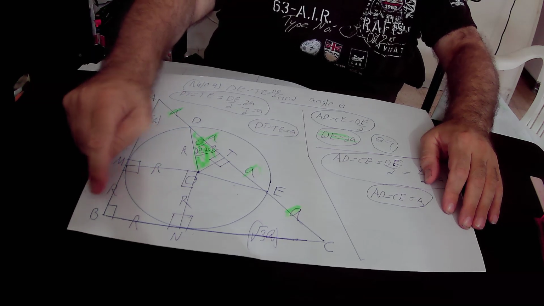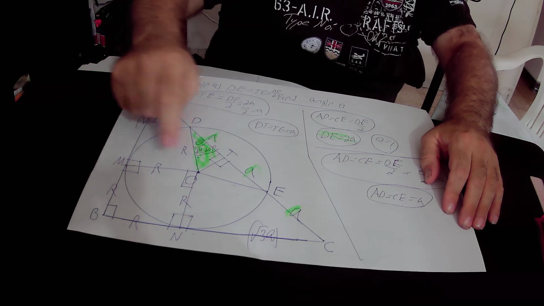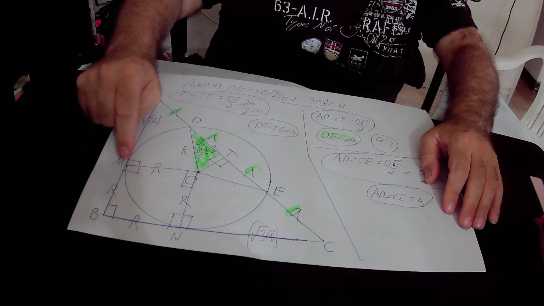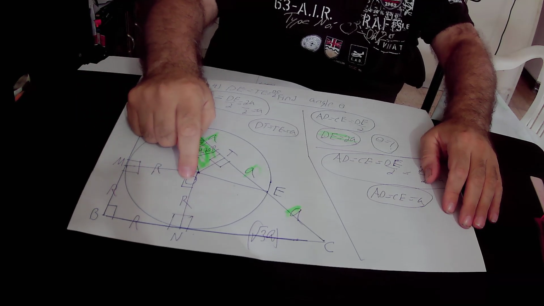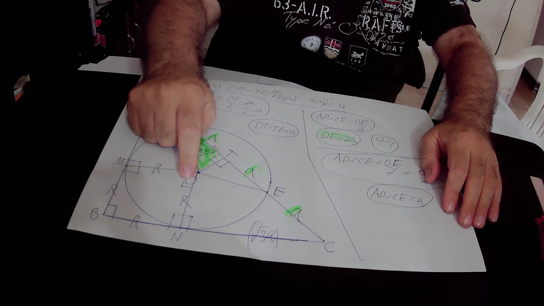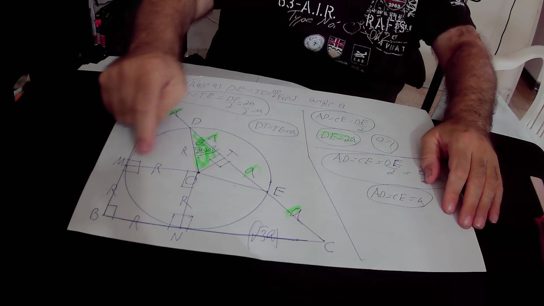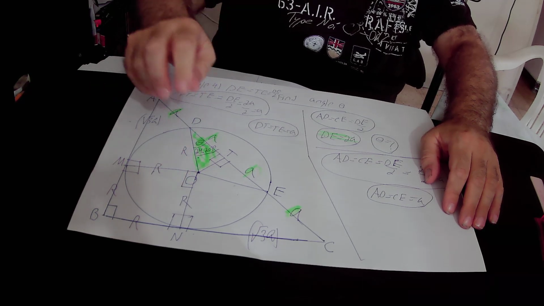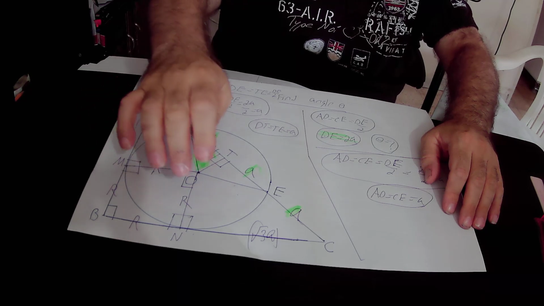Inside quadrilateral BNMO, we have 1, 2, 3 right angles. Therefore, the fourth angle must also be equal to 90 degrees. So inside quadrilateral MOBN, we have 4 right angles. Therefore, quadrilateral MOBN is a rectangle.